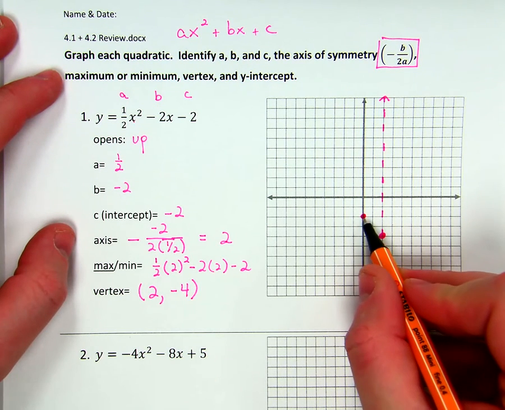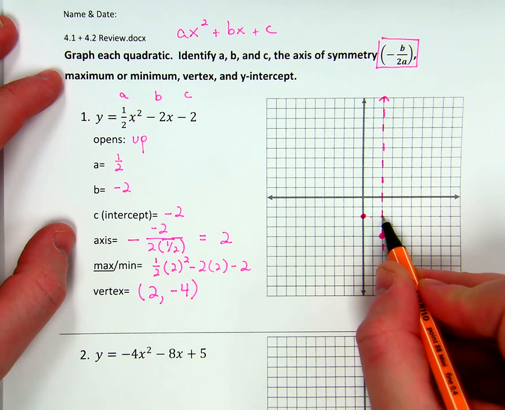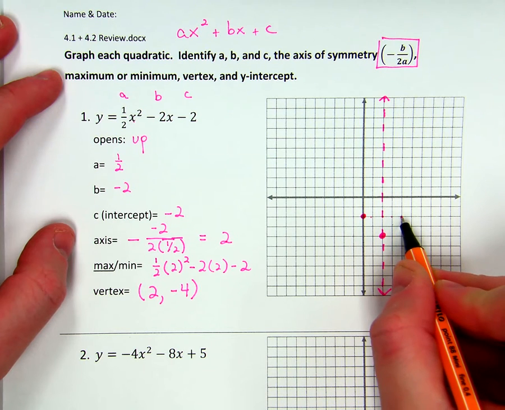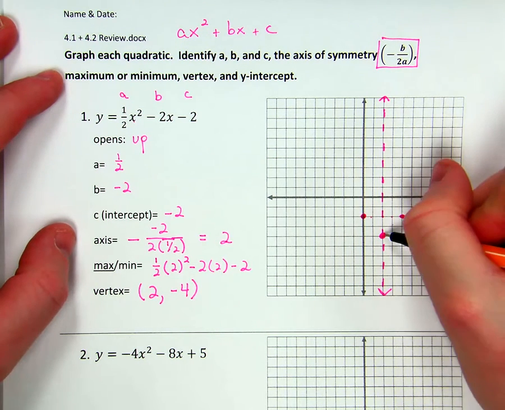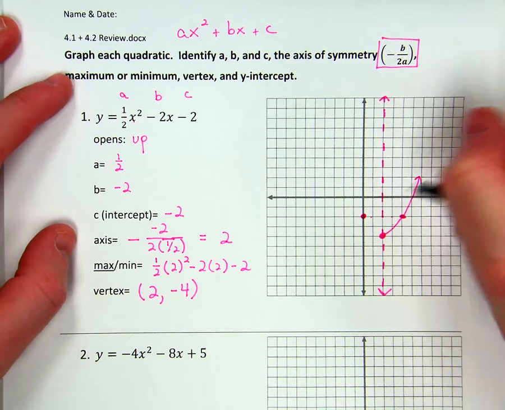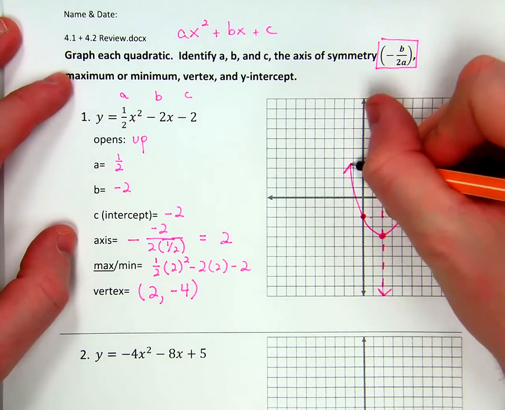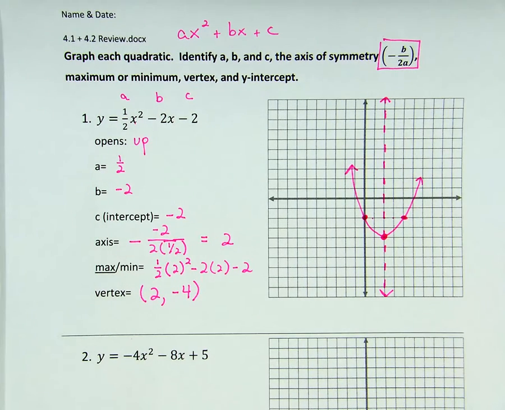To find my final point, I will reflect the intercept over the axis. The intercept is 2 spots away from this axis, so we'll go 2 spots past it and put another dot. At this point, you have 3 dots, and that is enough to graph a quadratic in standard form.